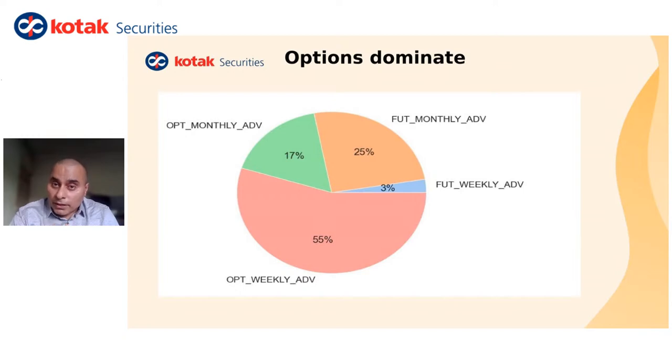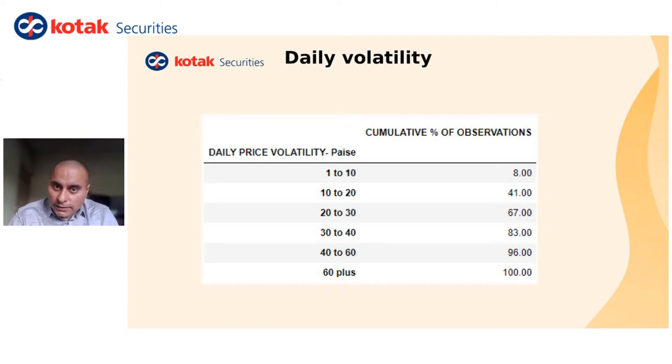Because yahan pe margin kam hai, yahan pe the volatility is reasonable compared to equity, that's the reason why the option sellers are so much gung-ho about this market. Now this is the metric which basically shows ki average daily volatility USDINR mein kitna hota hai. So what we can see is that on average, 70% of the time, the daily volatility in USDINR is around 30 paisa, between 10 to 30 paisa.